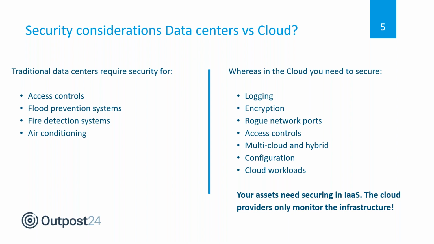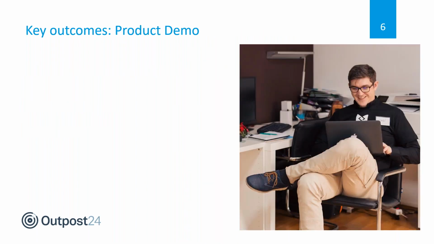those types of issues. And again, building up on that, we can see across multiple clouds, we can see the configurations. Assets in an infrastructure as a service environment need security in just the same sort of ways, even though it's different. And bearing in mind, the cloud providers are only monitoring the infrastructure itself and not necessarily the end user's environment.